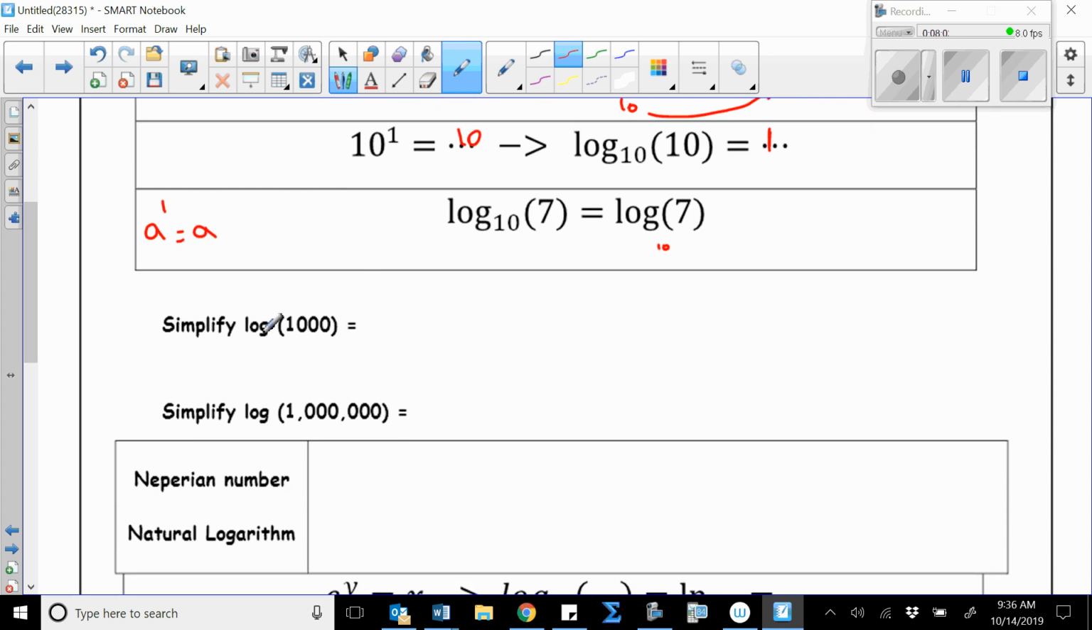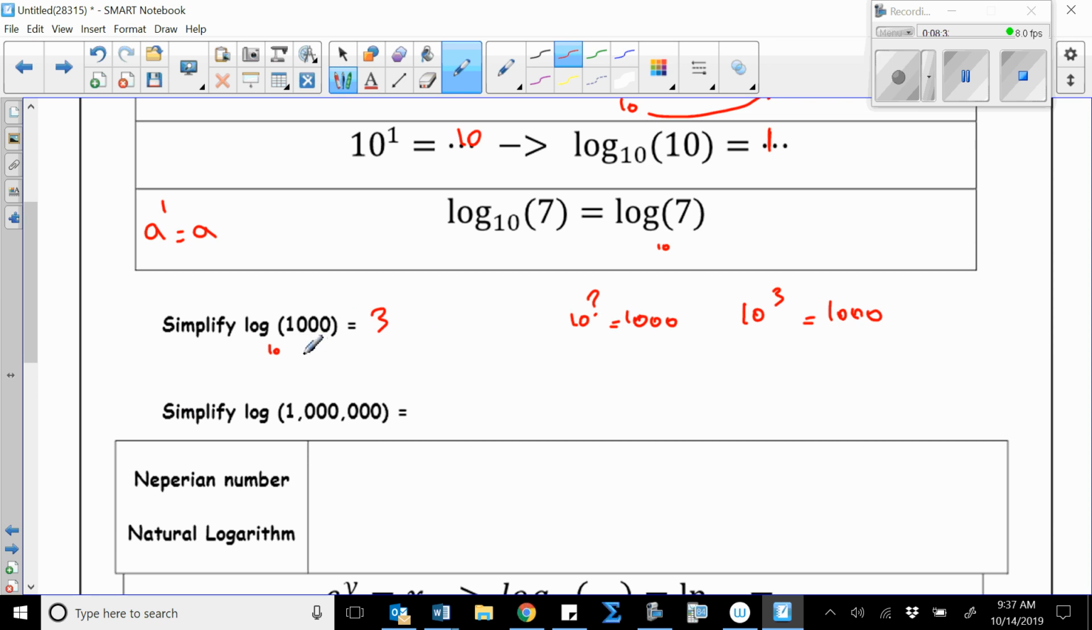Now let's simplify this log. Log of 1000. If I don't see any base here, that means my base was actually 10. So I'm interested to know 10 to the power of what number is equal to 1000. So how many times should I multiply 10 by itself to get 1000? 3 times. So that should be 10 to the power of 3. So 3 goes here.